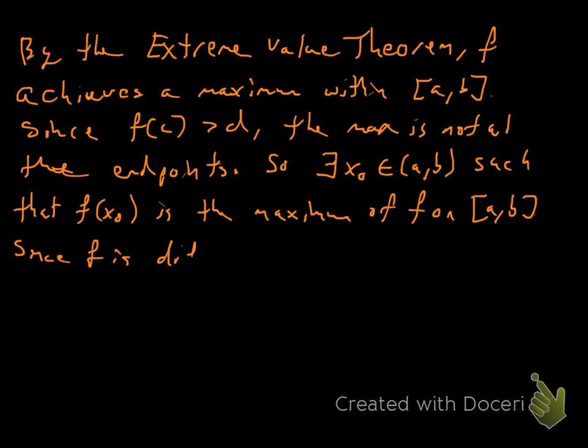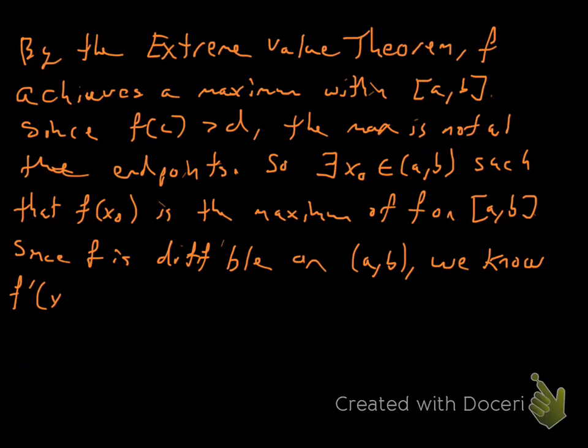And since x naught is in the interior, the open interval (a, b), and we know that f is differentiable on the open interval (a, b), the derivative at x naught is going to be equal to 0, and that's from previous results where we proved it in section 3.1. If we were at a minimum or a maximum, we had a horizontal tangent. So we found this x naught. We have no idea where it is, but there is one.